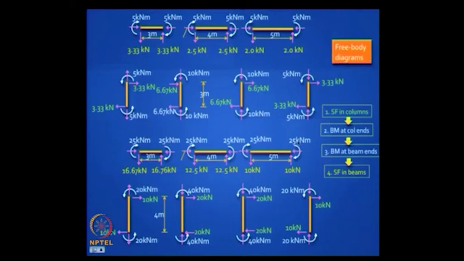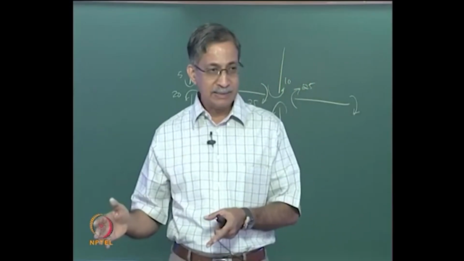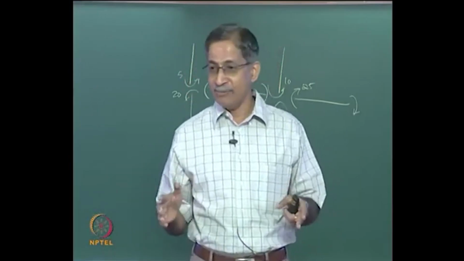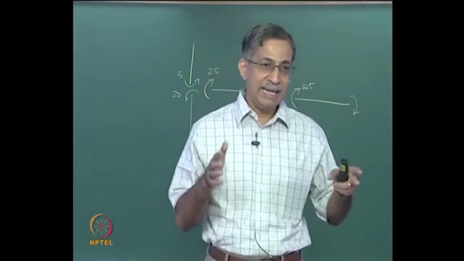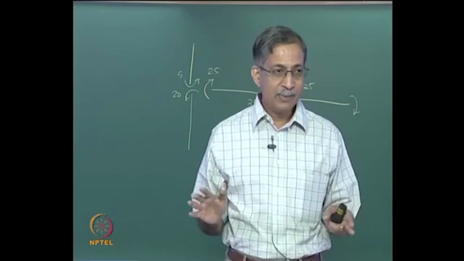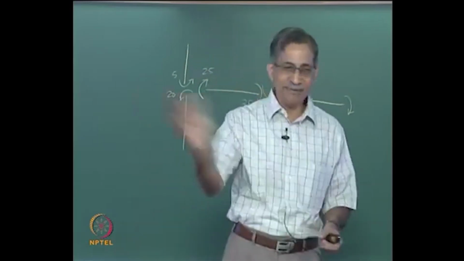Similarly for this. So please note the beam end moments are the same in all the bays in a given story, but the beam shear forces are different because the bay lengths are different in this particular problem. Is it clear? Are you with me? What's the next thing you can do? I mean, I want to find everything.